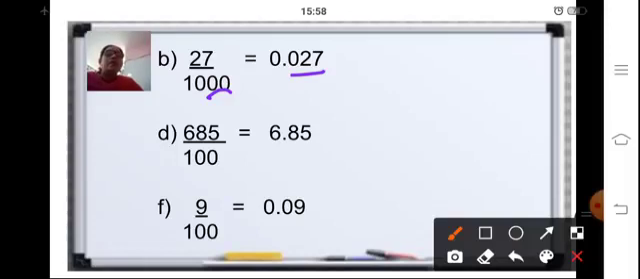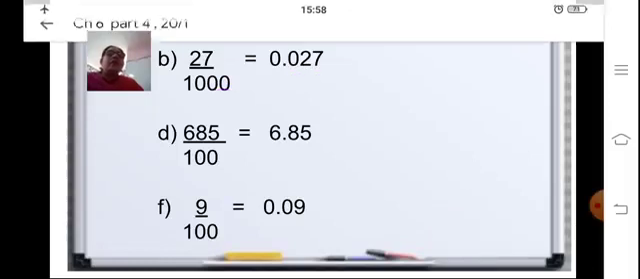These two sums I have already shown you. And the third sum is 9 upon 100. So in the 100, 2 places. For 9, there is only one place. So 9, then add a 0 for the second place. Then put a decimal point and then add a 0.